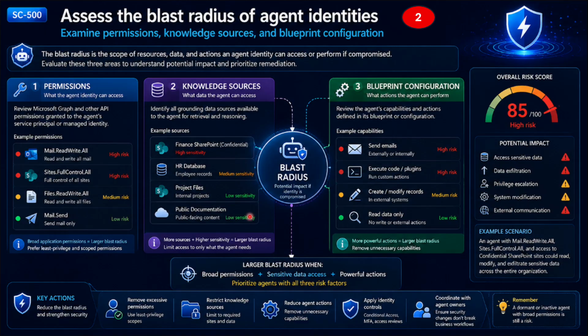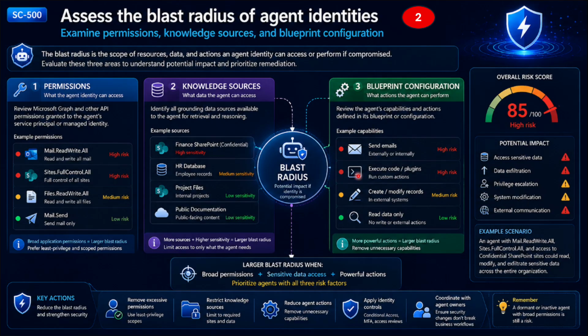In terms of the blueprint configuration, the question is what actions can the agent perform? So in this context, we need to review the agent's capabilities and actions defined in its blueprint or configuration. Those of you who watched my previous video, we talked about the blueprint in the context of Microsoft Entra. A blueprint is a template that is used to control what the agent can do. So basically to set boundaries for the agent.